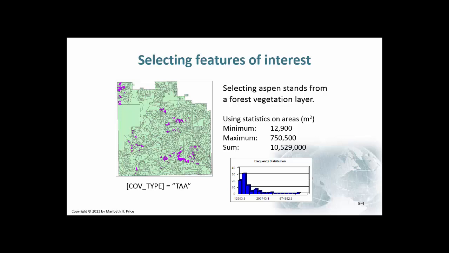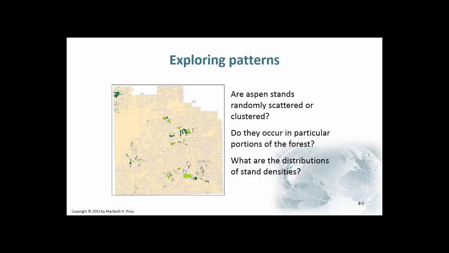Queries can be used to select features of interest. In this case, we're looking for coverage type TAA, which represents stands of aspens. Once you have all the aspen stands selected, you can look at the statistics to know exactly how much area of aspen stands are available. By selecting those stands, you can now look closely for any patterns. Are they randomly scattered or clustered?